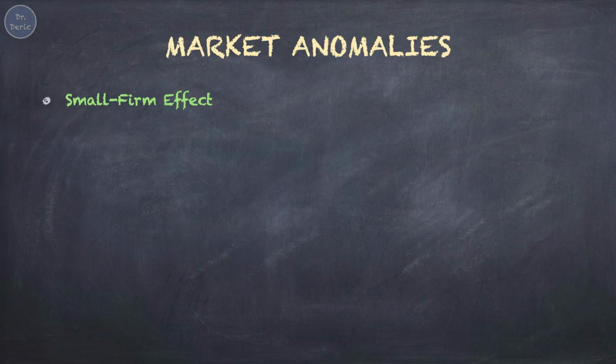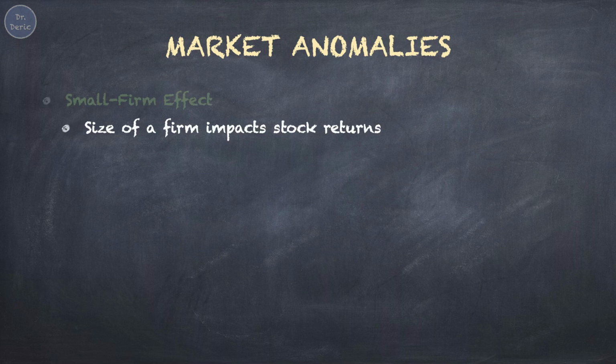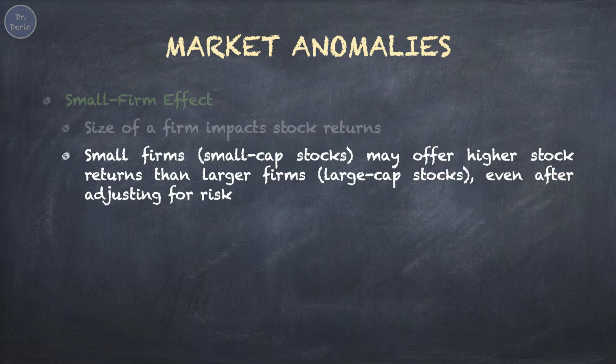Second, small firm effect. The small firm effect is a market anomaly that highlights how the size of a firm impacts stock returns. Research and historical data suggest that smaller firms, typically categorized as small-cap stocks, may offer higher stock returns than larger firms, such as large-cap stocks, even after adjusting for risk. This effect challenges the efficient market hypothesis, which would predict that all stocks should provide similar risk-adjusted returns, regardless of their size. Possible explanations for this anomaly include the fact that smaller firms may be less followed by analysts, making it more likely for them to be mispriced, and their agility to adapt quickly to market changes.